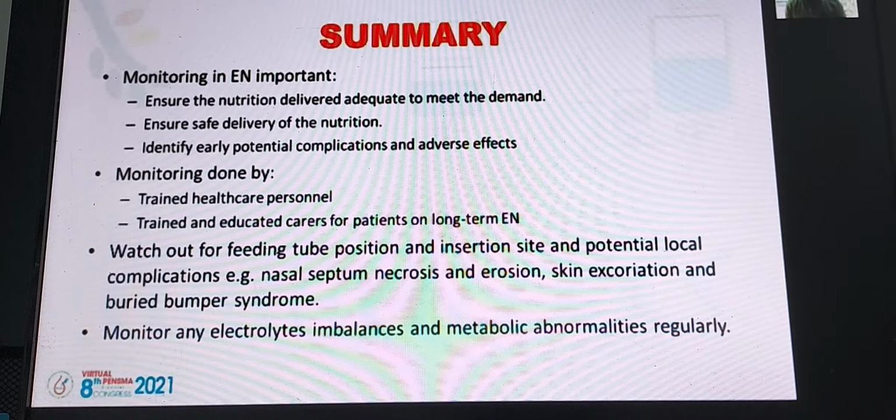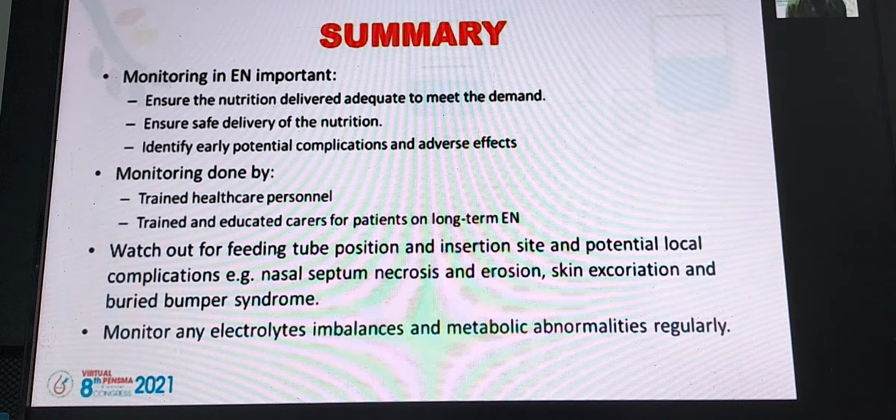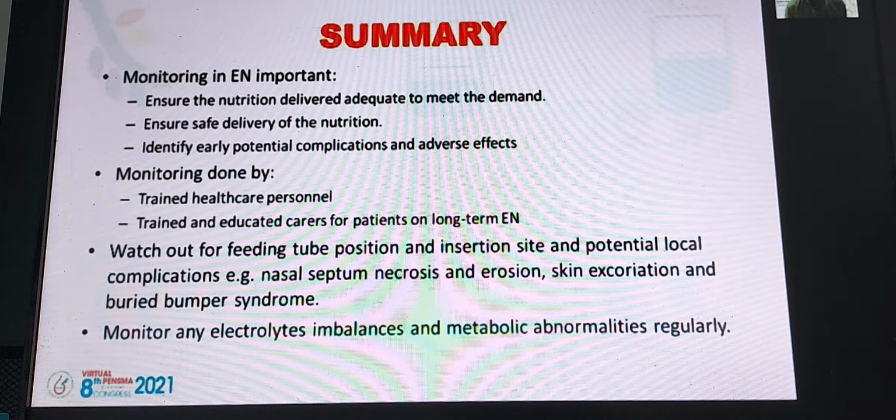So in summary, we need to monitor enteral nutrition. Why? To ensure that nutrition is delivered adequately to meet the demands of the patients, to ensure the delivery of the nutrition is safe, and to identify any potential complications and adverse events early. The monitoring can be done by trained healthcare personnel like nurses and doctors, or for those patients who are on long-term home-based EN, we should train and educate the carers.